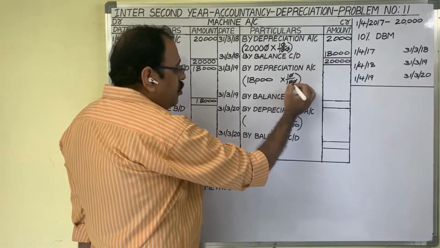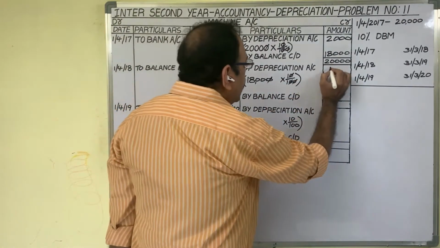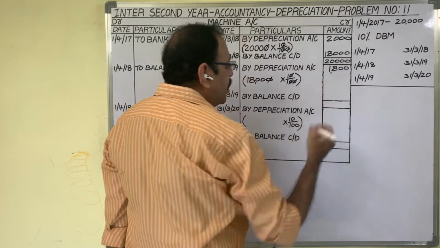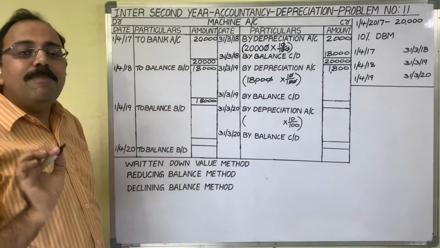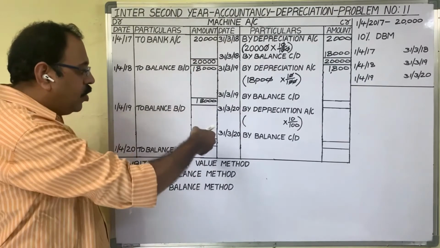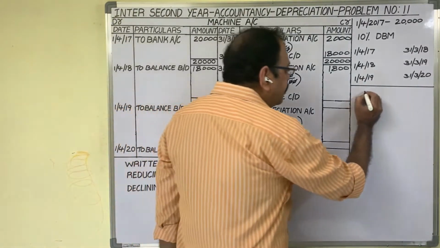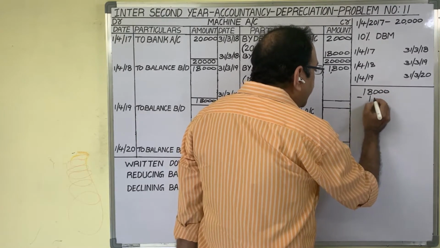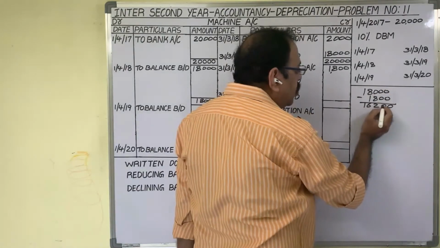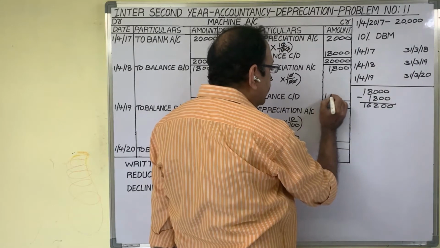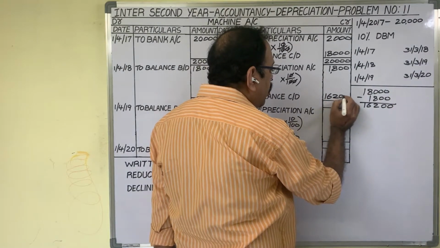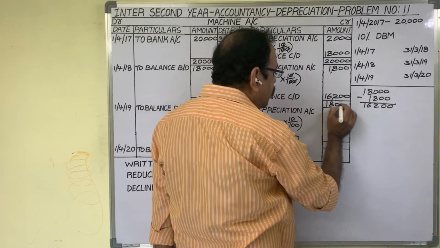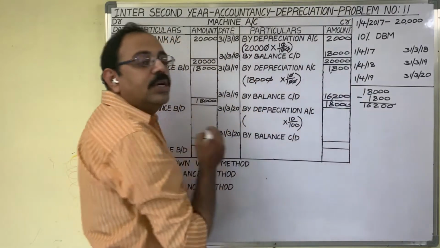One numerator, one denominator. If you cancel, then depreciation in second year is 1800. Then find out the balance carried down. Debit total 18,000 minus credit total 1800. 16,200 is balance carried down. Write it down on the credit side and put the total 18,000.